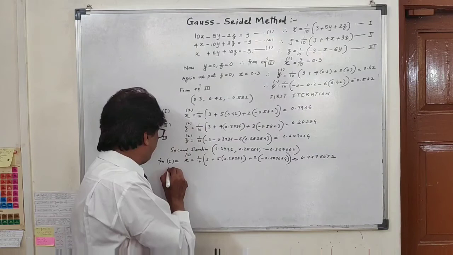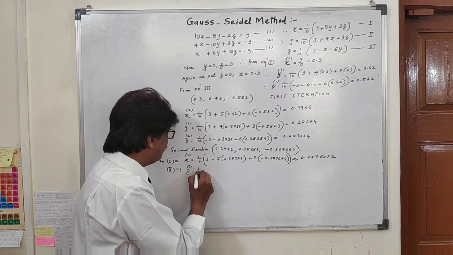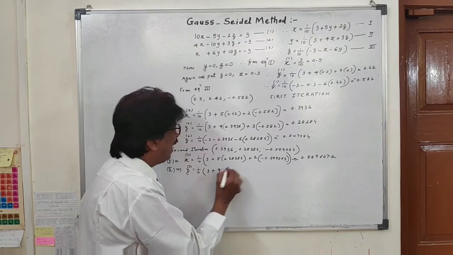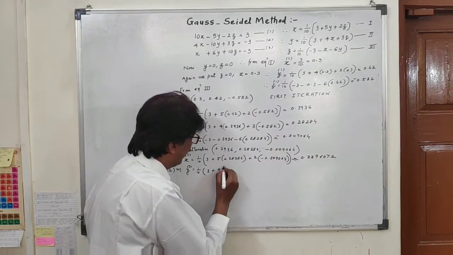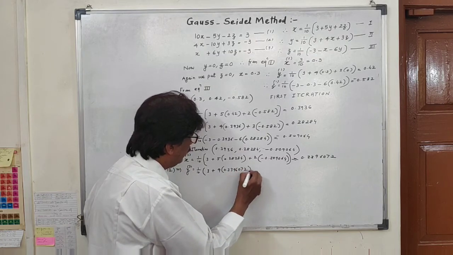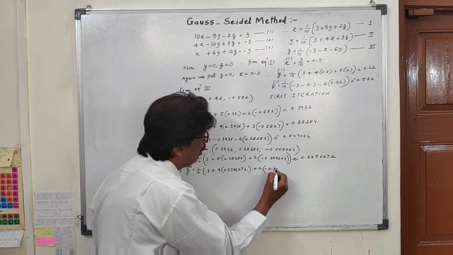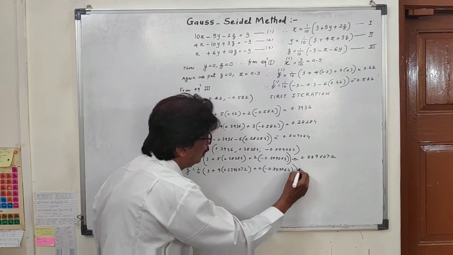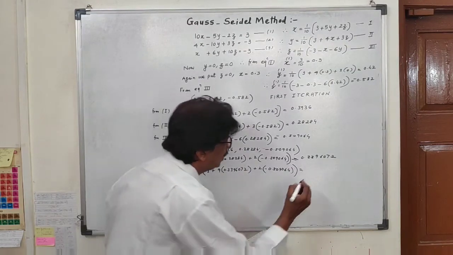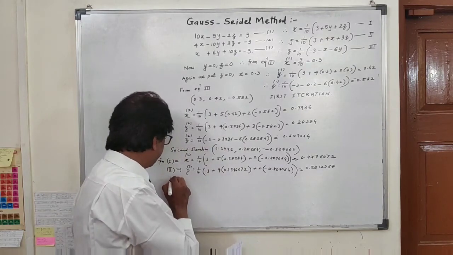From equation 2 now, the third iterated value of y is 1 by 10 times 3 plus 4x plus 3z. 3 plus 4 times the recent value of x, which we have just determined, 0.3396072, plus 3z. The recent value of z is minus 0.509064. So y3 comes out as 0.2812368.